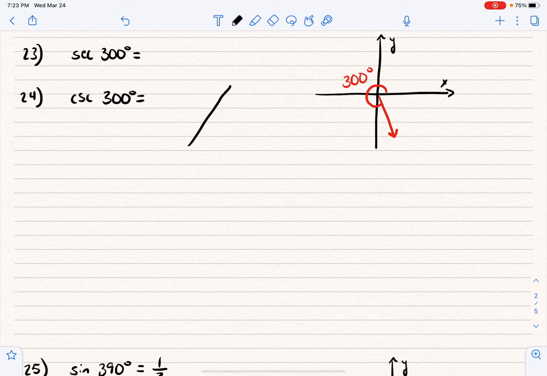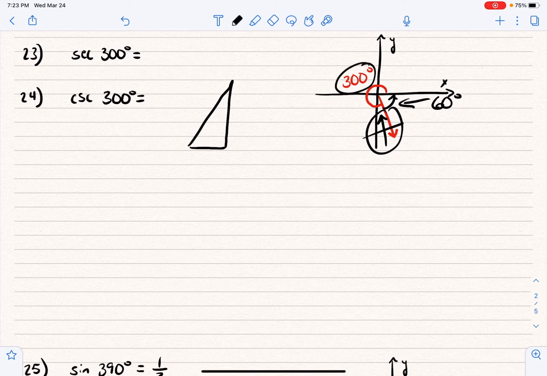So for this one, because the reference angle is 60 degrees, the reference angle is not right here. A lot of people think that it is, but the reference angle is right here, and that's 60 degrees, because it would take another 60 degrees to go from 300 to 360. And so the reference angle is 60 degrees. So again, I draw my 30, 60, 90 with the 60 degrees in this front corner. The hypotenuse is 1, the short side is 1/2, the longer leg is square root of 3 over 2.